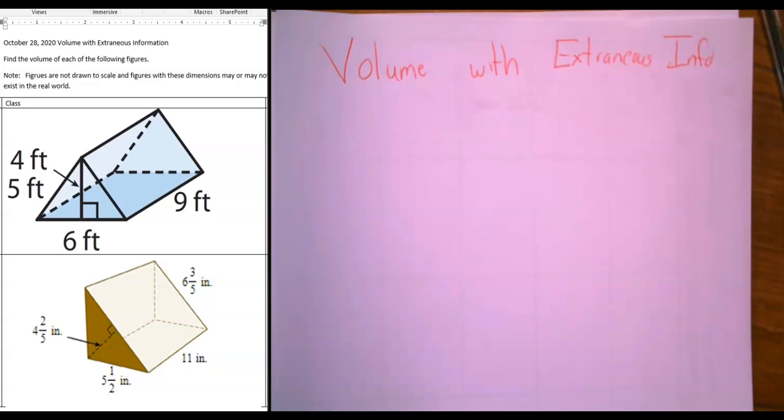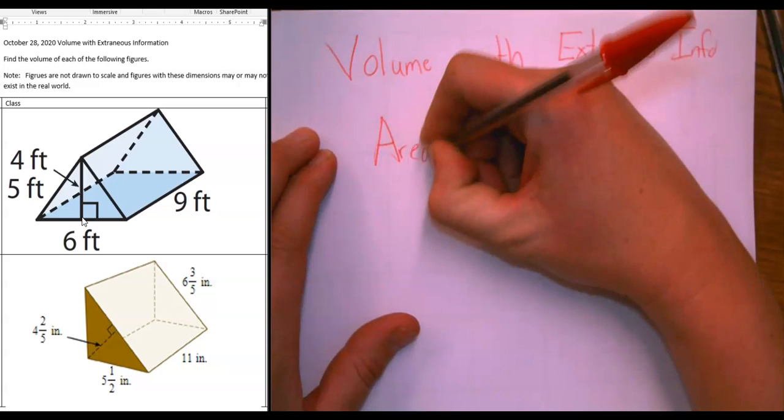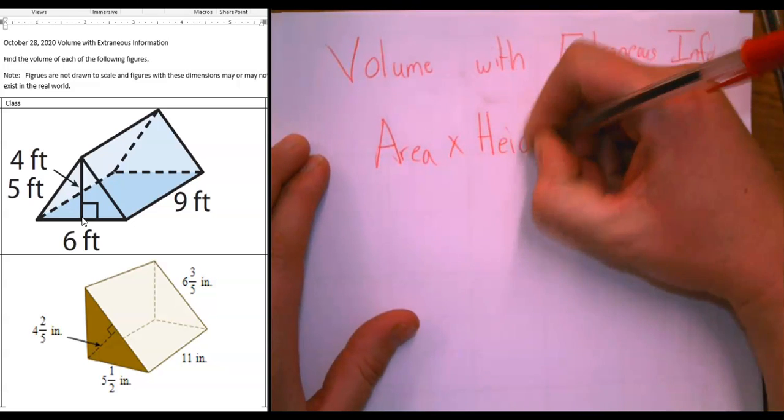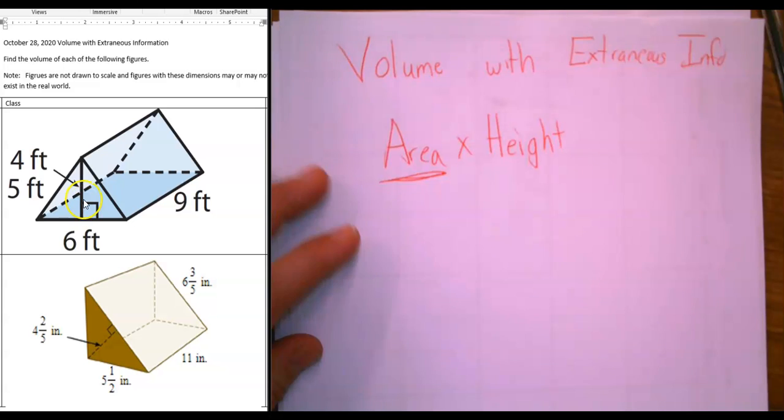So our first problem, we're looking at a triangular prism. You'll notice we need the base times the height. So volume is always area times height. Now the area changes based on what shape you have. So in this case, we have a triangle.